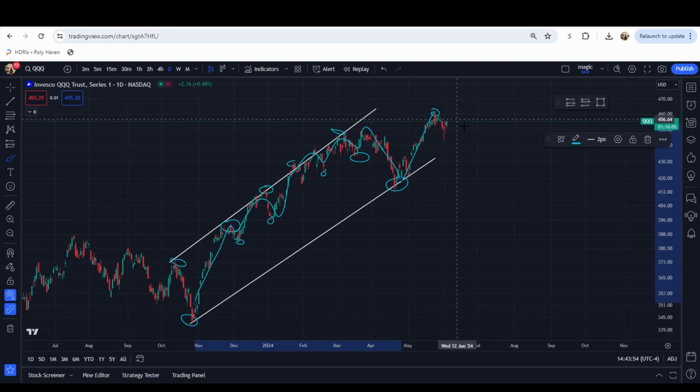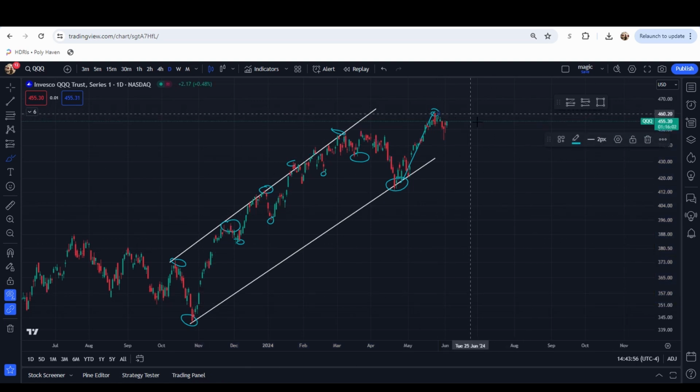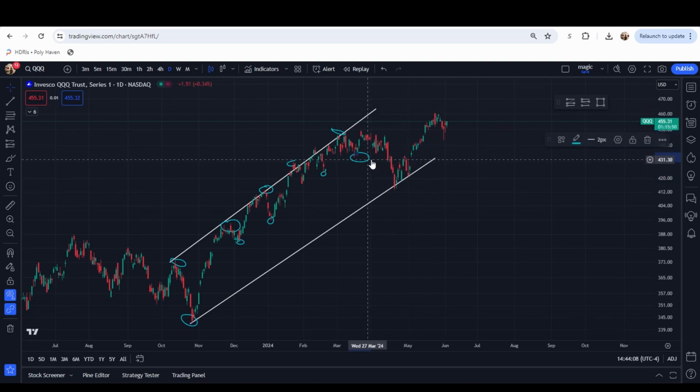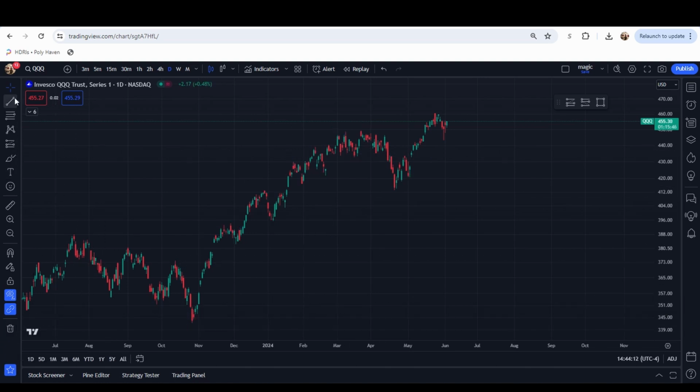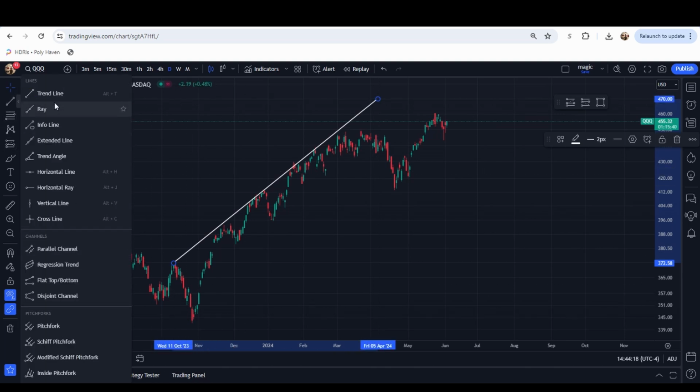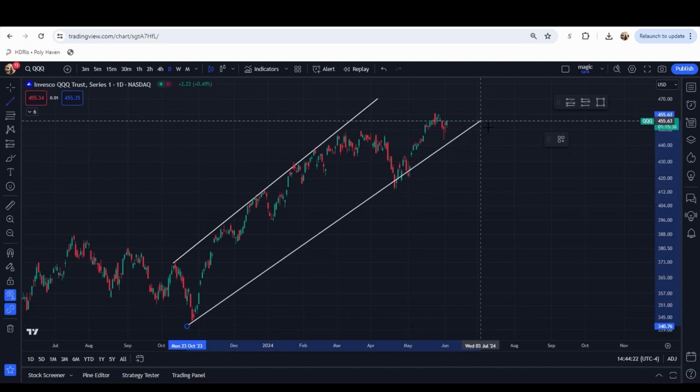So in an uptrend, we want to look for selling, or excuse me, we want to look for buying opportunities in an uptrend. In a downtrend, we want to sell. In an uptrend, we want to buy. Let me delete all of this, and we could just do it again. So we want to look for buying opportunities in an uptrend.